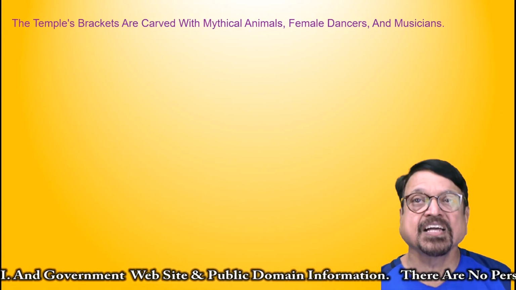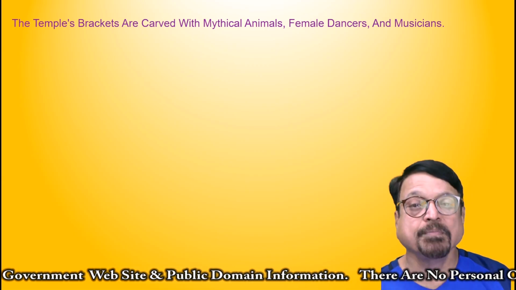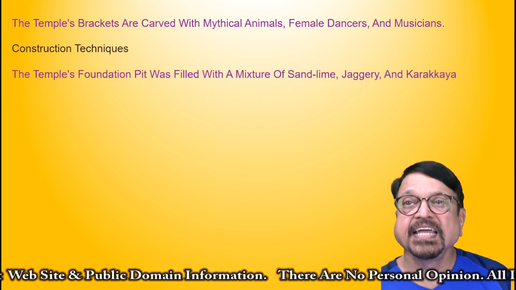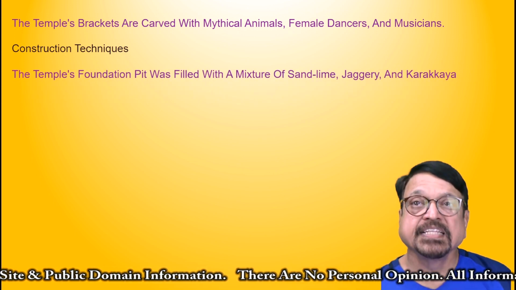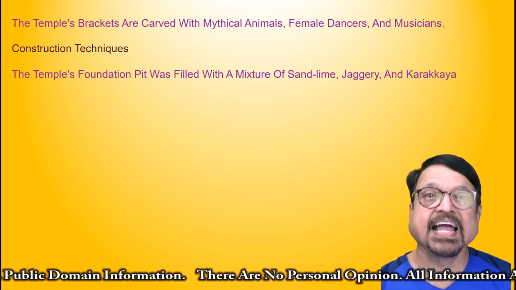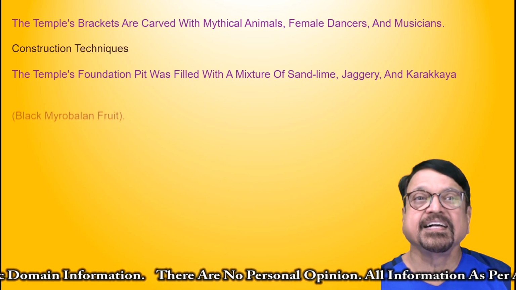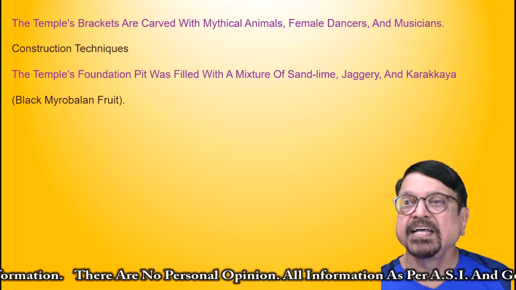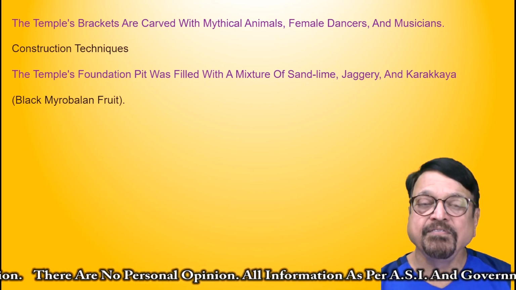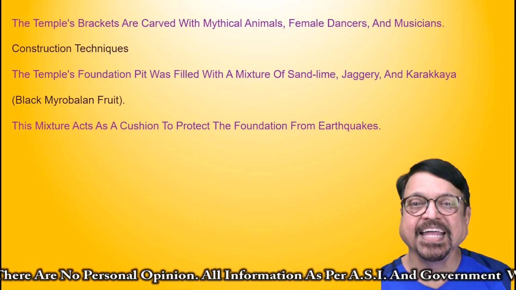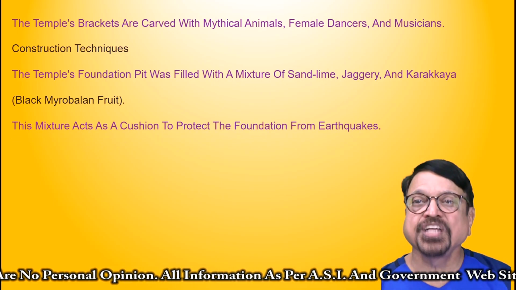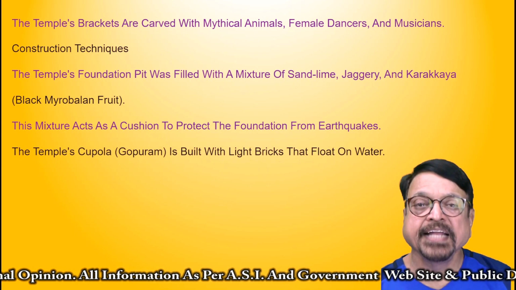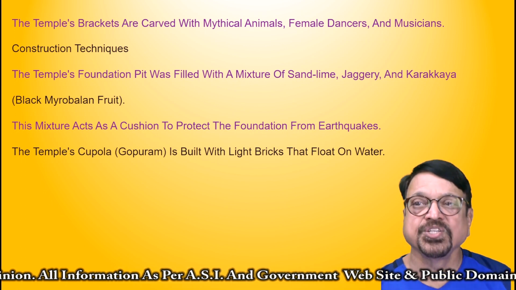The temple brackets are carved with mythical animals. They are combination animals, female dancers and musicians. The construction technique is with a sandbox. Then they also used sand, lime, jaggery and karakya. What is karakya? Karakya is a black myrobalan fruit. This black fruit is sticky, and that gives strength to the construction. This mixture acts as a cushion to protect the foundation from earthquakes or any jerks or hits.